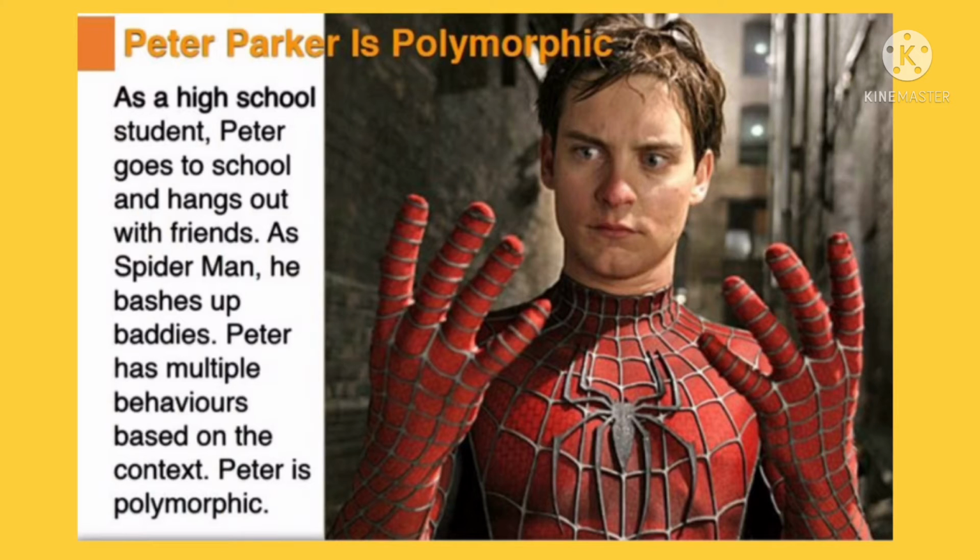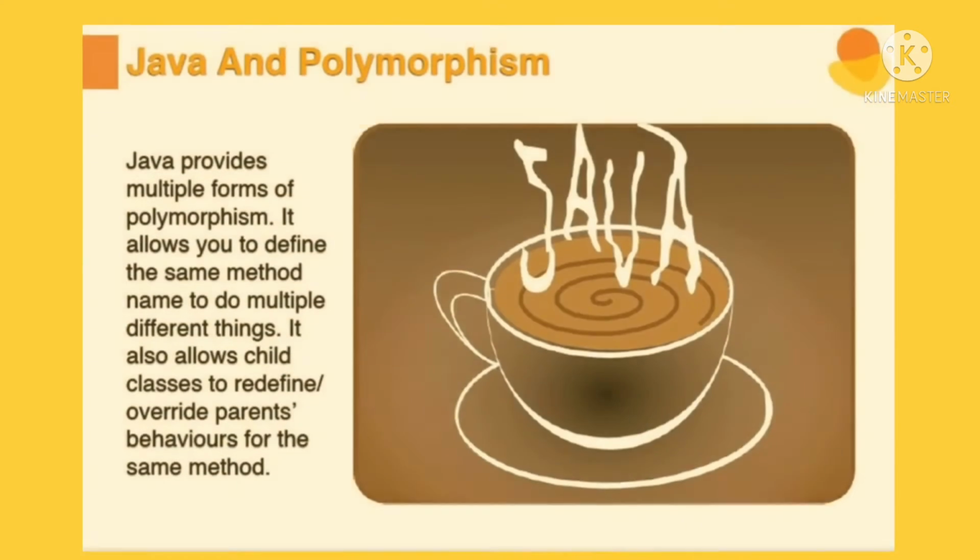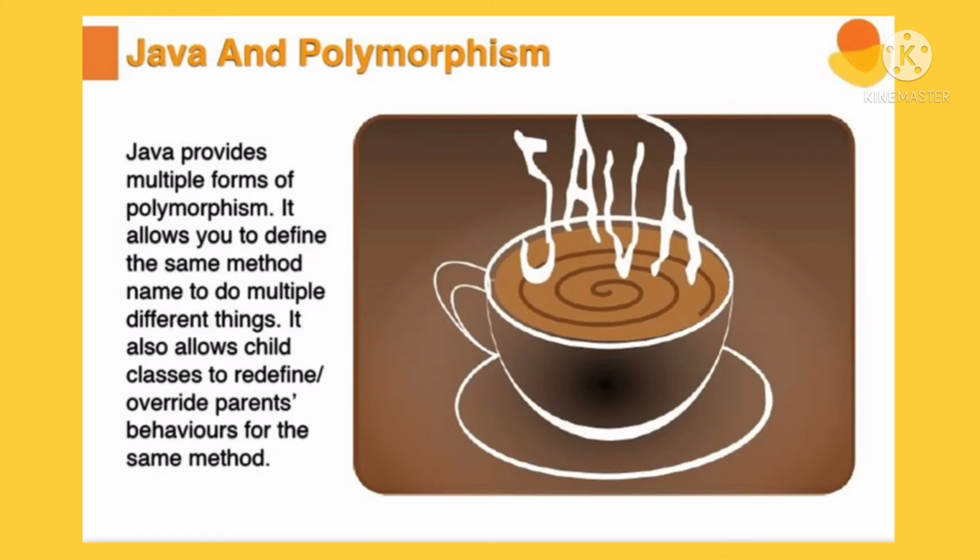Now learn about polymorphism in Java. Java provides multiple forms of polymorphism. It allows you to define the same method name to do multiple different things. It also allows child classes to redefine or override parents' behavior for the same method. We will learn the details of this type in the coming slides.